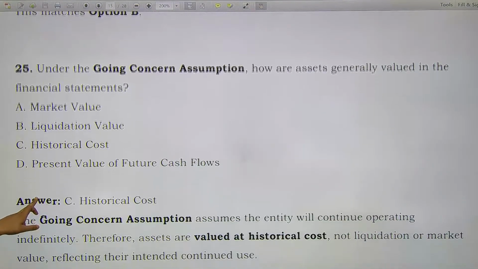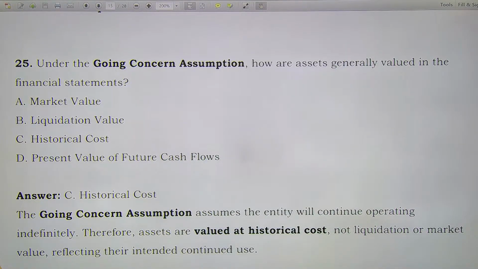Now, under the going concern assumption, how are assets generally valued in the financial statements? On the basis of historical cost, obviously; we do not follow market pricing. We consider that whatever the cost, whatever the amount that has been incurred for purchasing the asset, is what we are going to record.